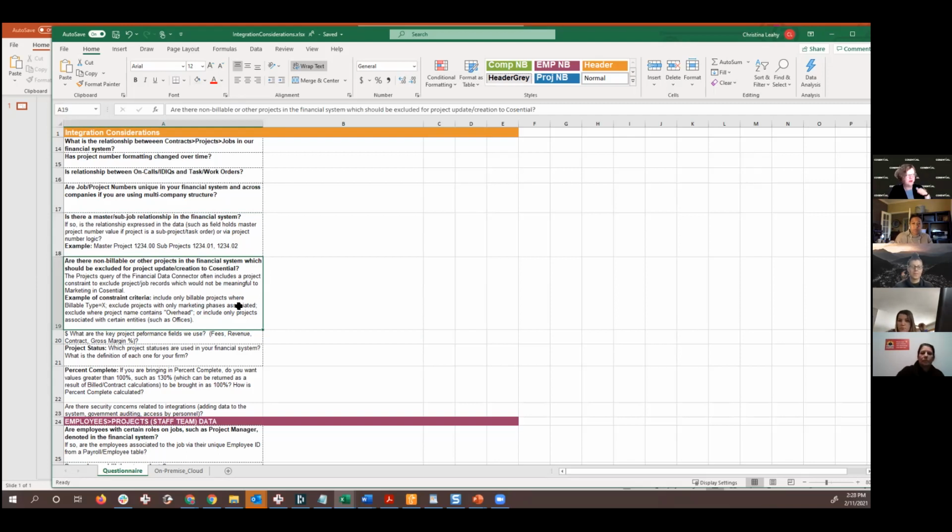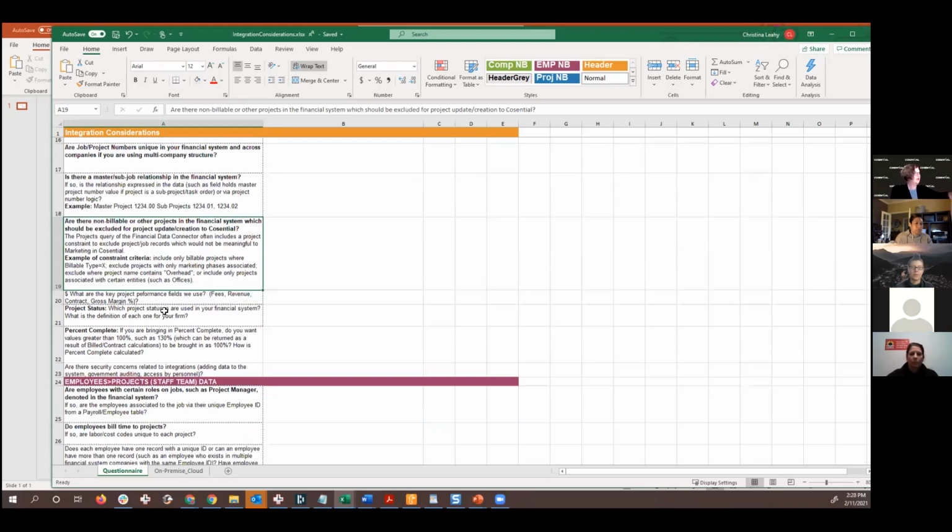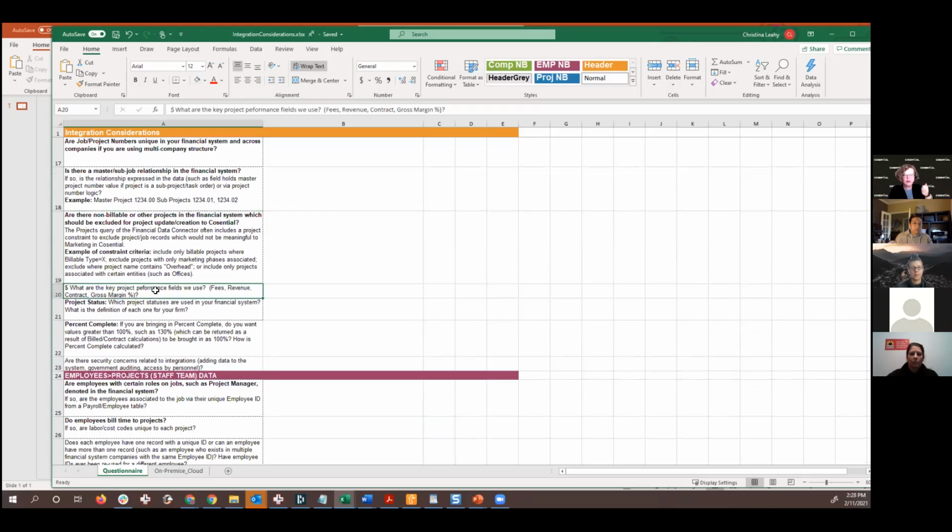Some systems have billable or non-billable projects. It's worth asking, what's going to come over? There's surprising stuff hanging out in there. Key project performance fields. What's the definition of revenue, contract, gross margin, percent? These are all worthwhile questions. Like, what are the key performance metrics? How do we as a firm define them? And it's important to know that; that's a basic but really important question.